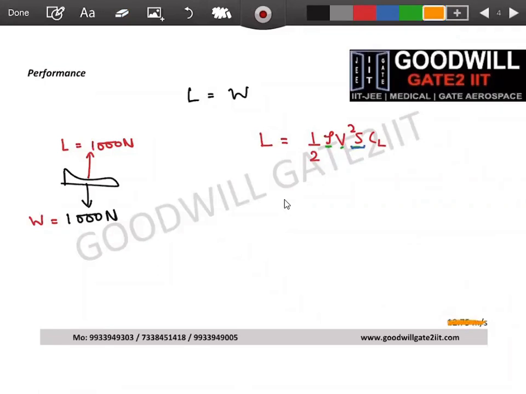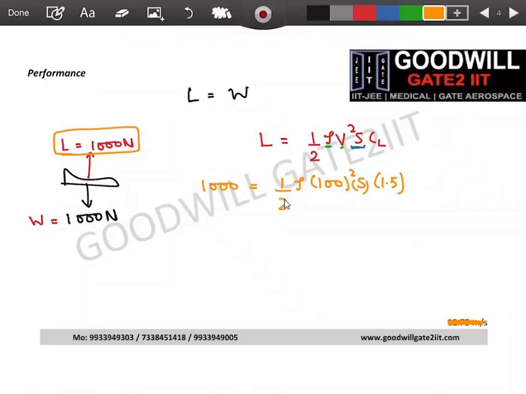Now understand what I'm trying to get into at this point. The only thing the pilot needs to maintain is this 1000 Newton. Now there are multiple options. Let's say your density is constant, you're flying at the same altitude, you're not going up and you're not coming down. Let's say I have a velocity of 100 meters per second and the corresponding CL value. I'm just giving an example, let's say 1.5. If you substitute these S and rho values, you will get this as 1000.